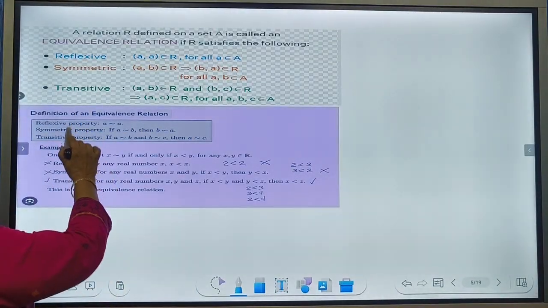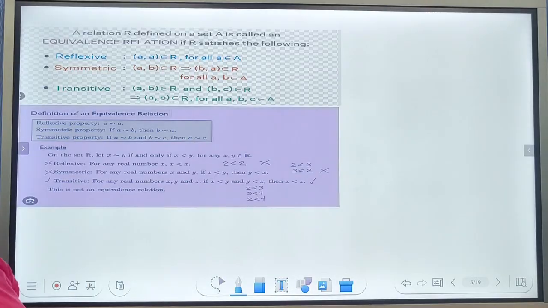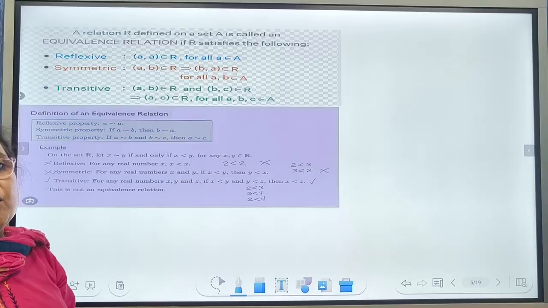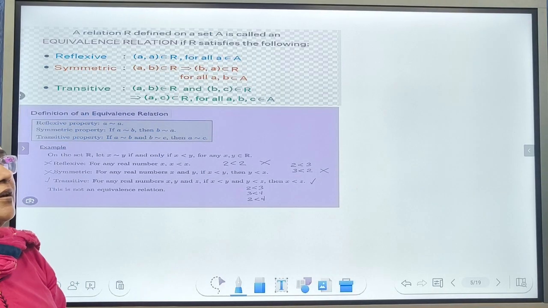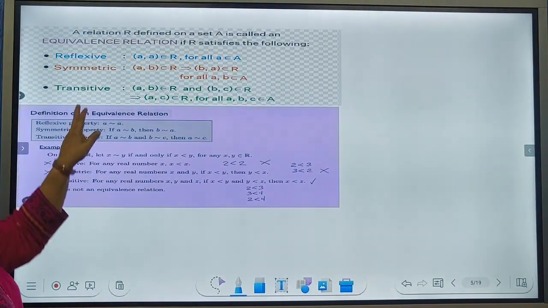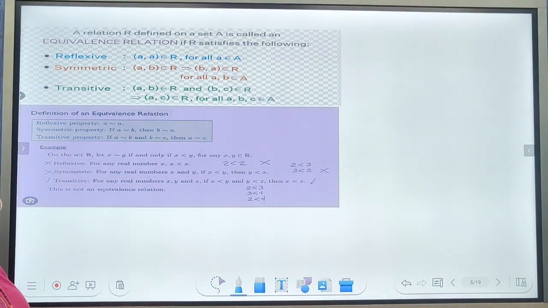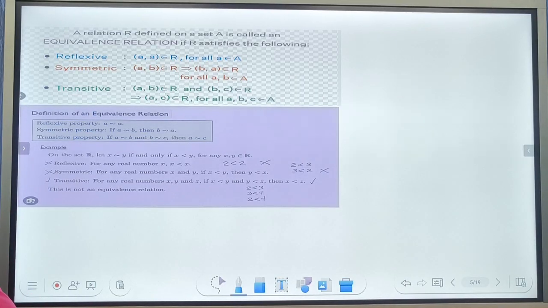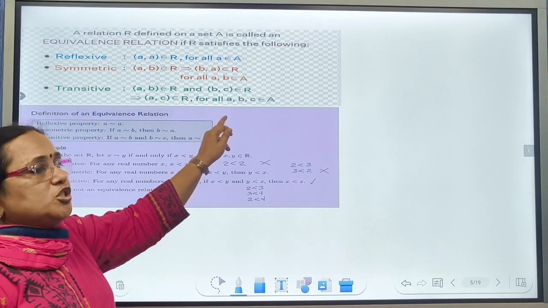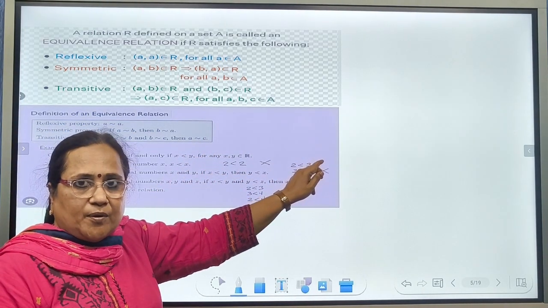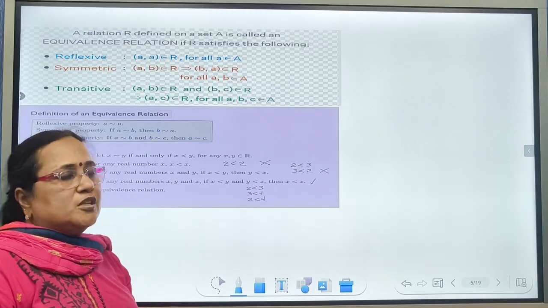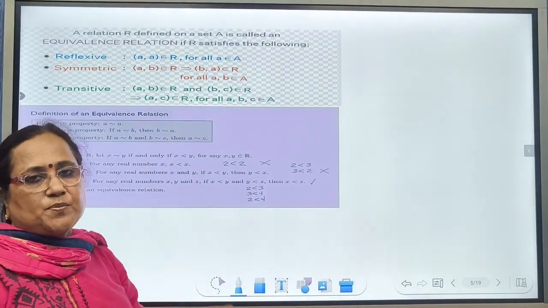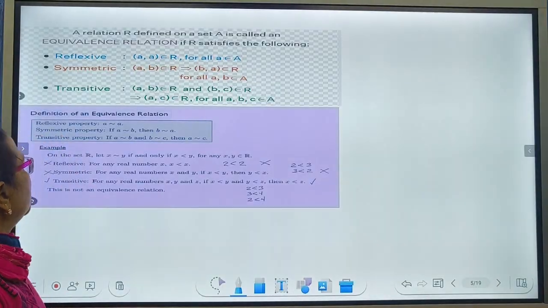When do you say it is symmetric? (A, B) belongs to R implies (B, A) belongs to R for all A, B belonging to A. What is the meaning of transitivity in terms of ordered pairs? If (A, B) belongs to R and (B, C) belongs to R, then (A, C) belongs to R for all choices of A, B, C coming from capital A. So the same definitions, but we have expressed them in the form of ordered pairs.